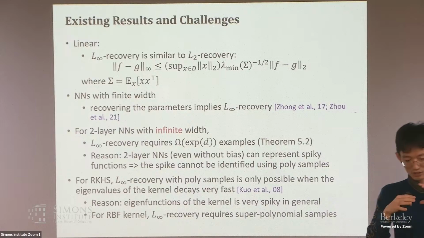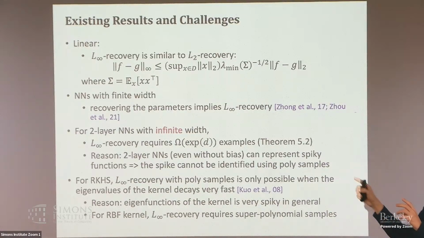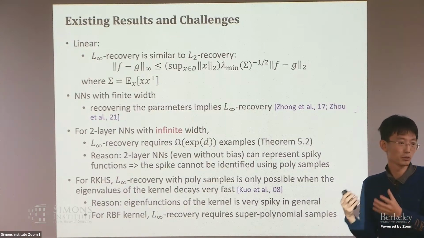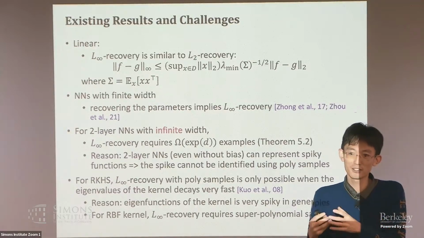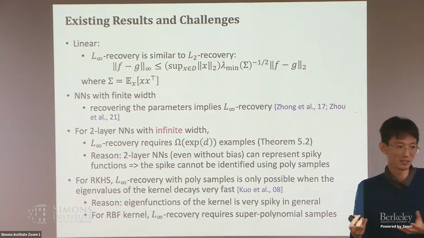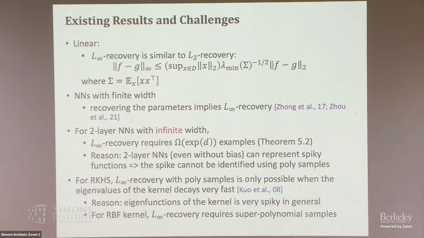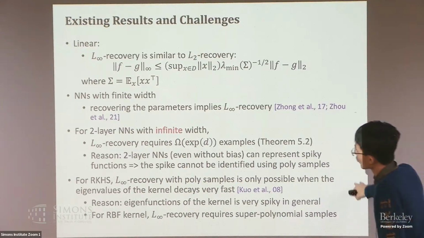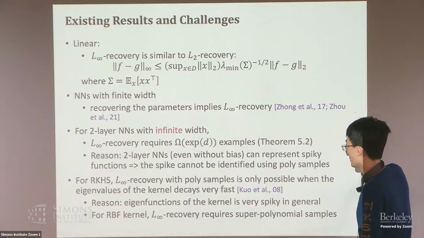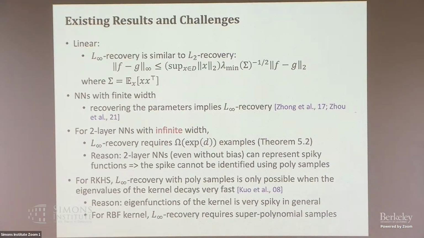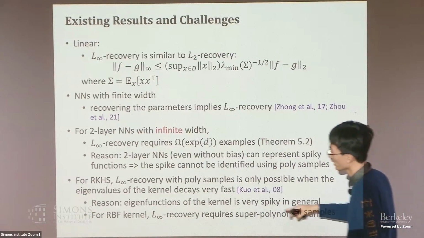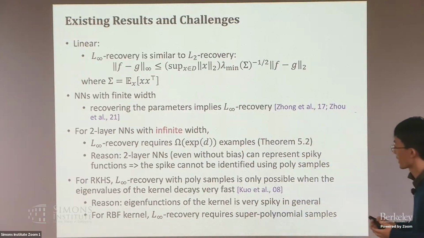If you just have a function which is almost zero in all cases and only non-zero in an inverse exponentially small region, there's no way you can recover that with polynomial samples, because the chance you can hit that region with the spike is inverse exponentially small, and you need an exponential number of samples to hit that region. And for RKHS, I think it's only possible when the eigenvalues for the kernel decay very fast. And I think the reason is the same thing, right? So the eigenfunctions of the kernel are often very spiky.